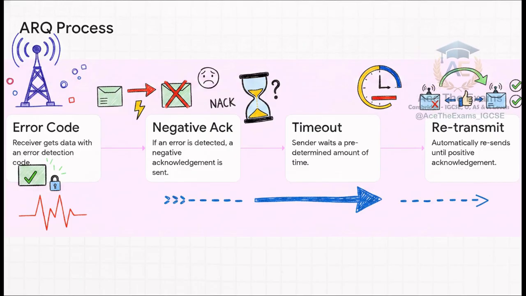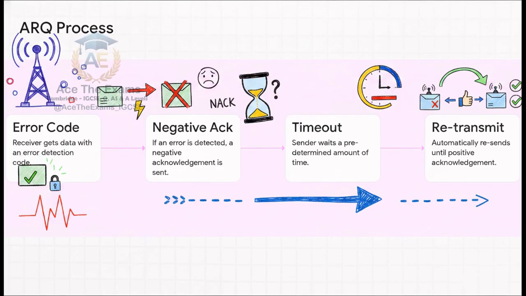Step 1. The receiver gets the data with an error detection code. Step 2. If an error is detected, a negative acknowledgement is sent back. Step 3. The sender uses a timeout feature. Step 4. The sender automatically retransmits until it gets a positive acknowledgement.